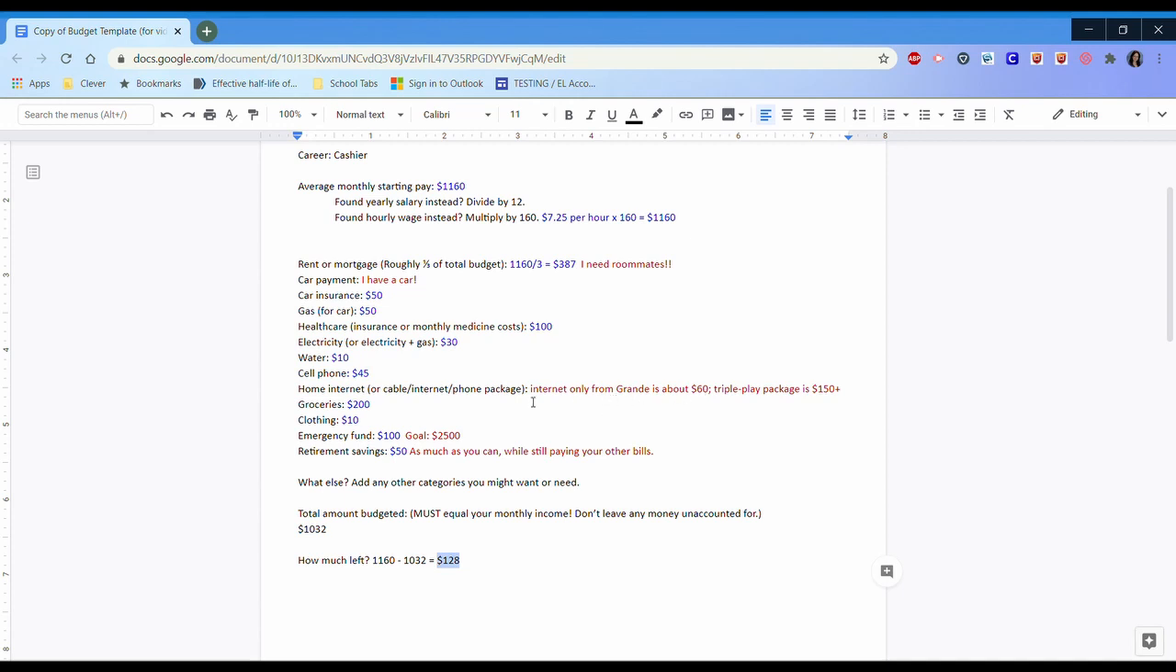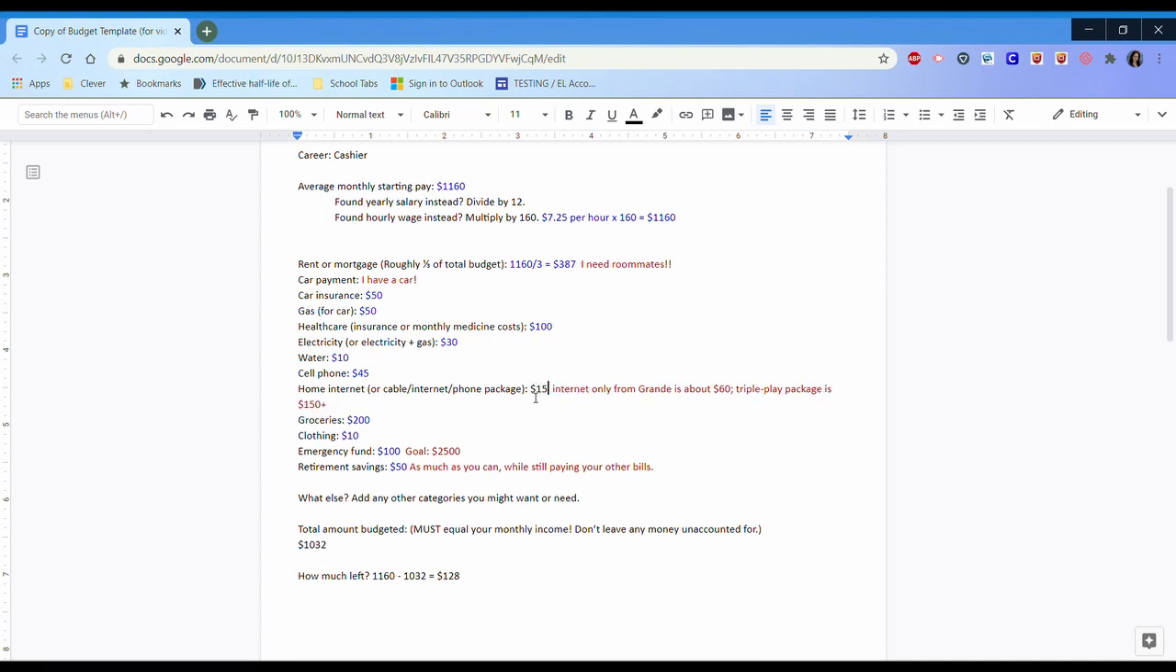So if you are sharing with roommates and you're sharing the bill together, and you get an internet only package from Grande, something like that, maybe you're paying, I don't know how many roommates we have, maybe you're paying 15, maybe there's 4 of you living in the same place. Okay, so that means now I am at 1047, which gives me 113 left. Okay, but remember, it's not really left.